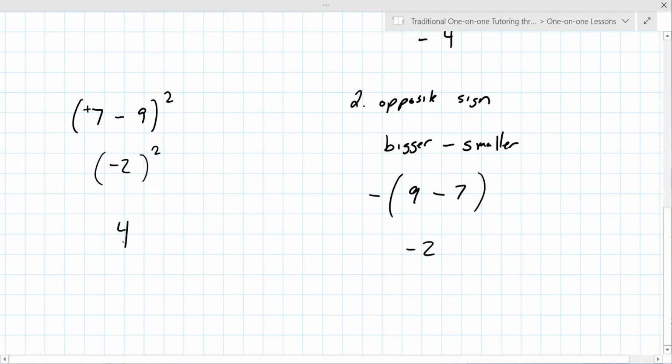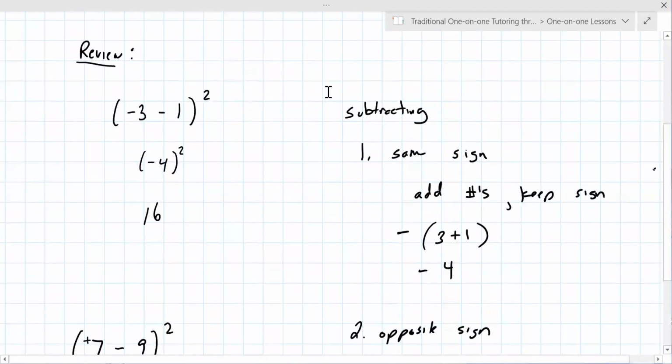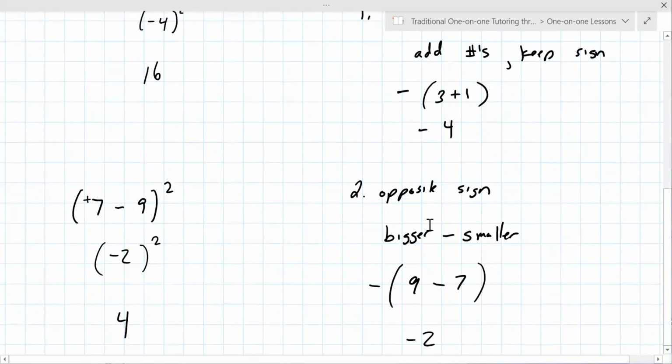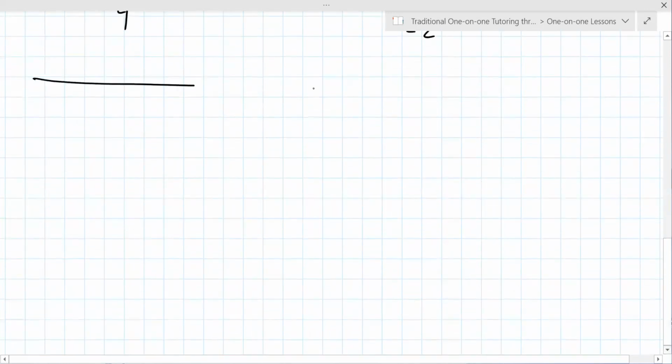Perfect. Again, this is really important: when you're subtracting, there's only two possibilities. Possibility 1 is they're the same sign. That's the easier one. You add the numbers and keep the sign. When they're opposite in sign, you take the bigger and subtract the smaller, even if the bigger is negative, because you're accounting for the sign separately. Okay, if all of that is clear, we're going to try a problem here.